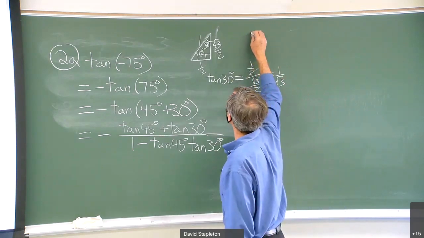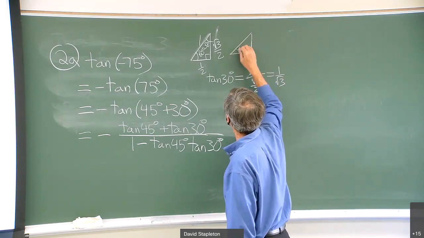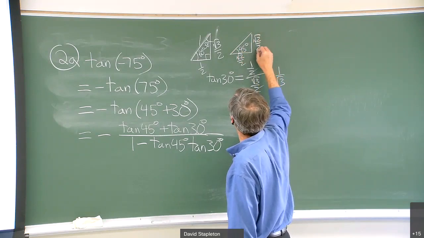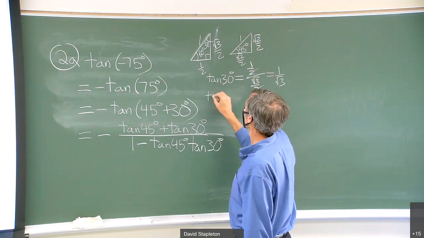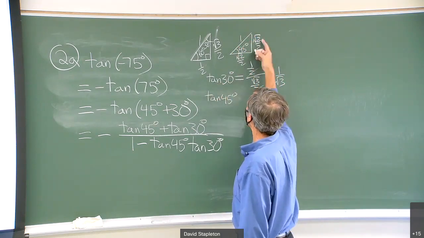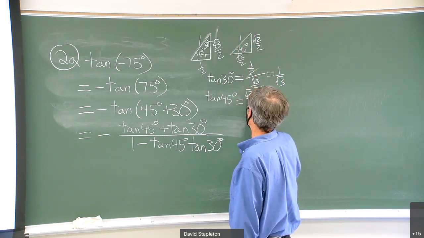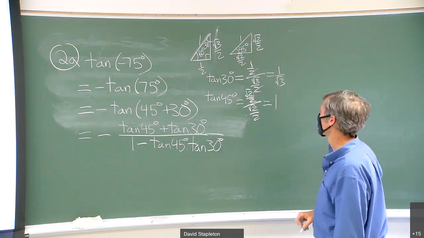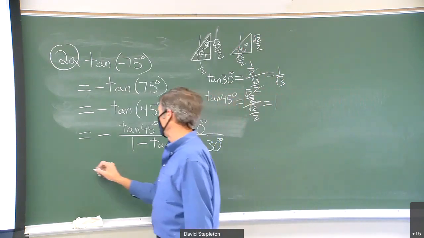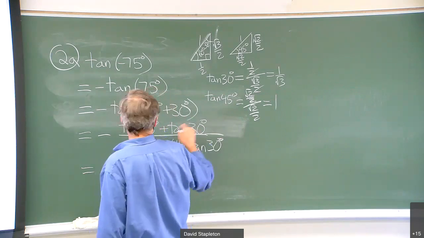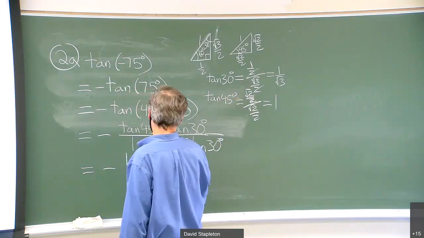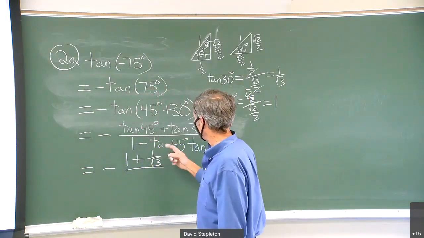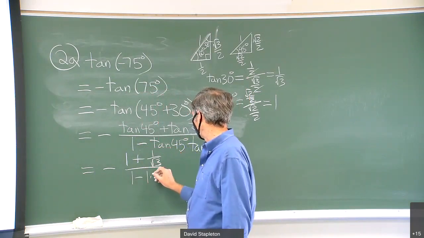Then I can look at the other special triangle, 45, 45, 90, whose sides are square root 2 over 2, square root 2 over 2, and 1. And so the tangent is this side over this side. You don't even need to write this out. Since they're the same, obviously their quotient is 1. So I'll go ahead and put that in and say this is minus tangent of 45 degrees is 1, plus tangent of 30 degrees is 1 over square root 3, over 1 minus tangent is 1 minus 1 times 1 over square root 3.